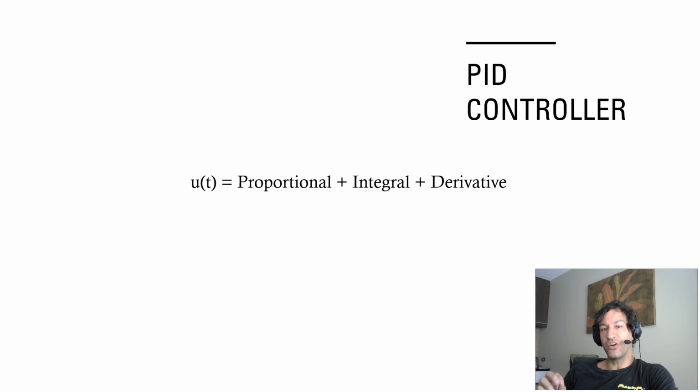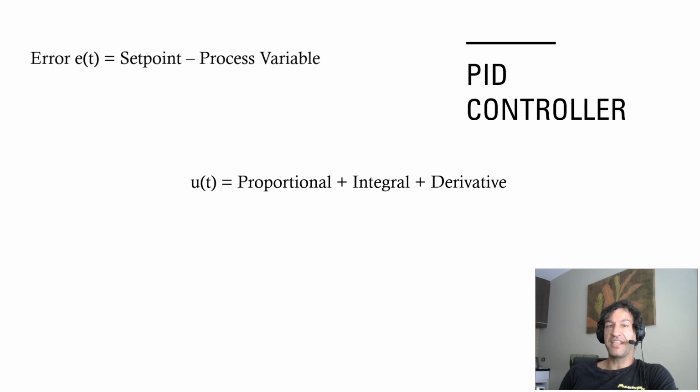So if you add all these three components, you will get the control signal. So for example, if you're moving a robot from one point to another point and you can control the acceleration, the sum of all these three elements will define the acceleration you need in order to move the robot from one point to the other.